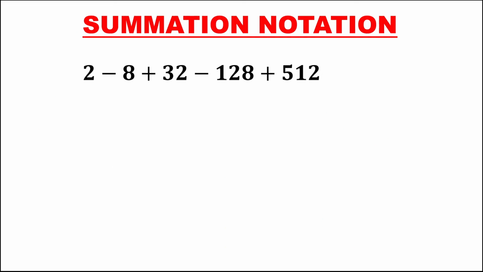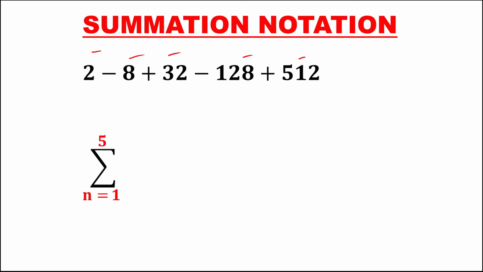Then for this given series, again in the summation notation, the lower limit is n equals 1. Then for the upper limit, that's the number of terms. Since there are 5 terms, the upper limit is 5.